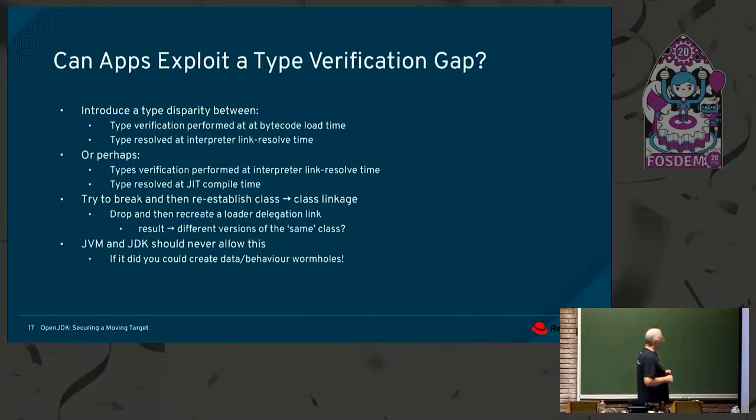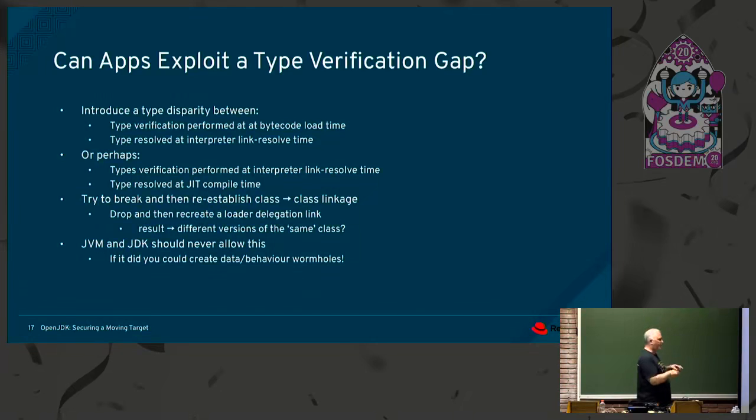Could an application benefit from that? Could you somewhere introduce a disparity between the checks that happen at verification time and then a check that happens when a called method is checked against an actually loaded class and the signatures are checked and so on? Could that happen between link resolve time and then the types that are maintained at compile time? You might try and fiddle this by, say, breaking class-to-class linkage by dropping a class loader and then trying to get classes loaded from somewhere else and see if you could sneak a different class in.